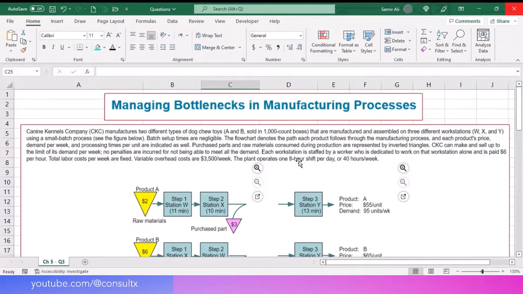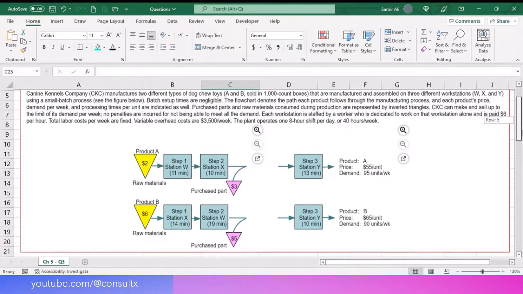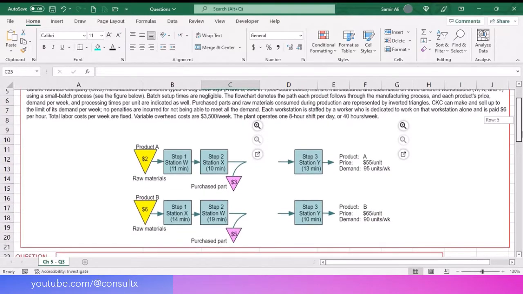Each workstation is staffed by a worker who is dedicated to work on that workstation alone and is paid $6 per hour. The total labor costs per week are fixed. Variable overhead costs are $3,500 a week. The plant operates one 8-hour shift per day or 40 hours per week. So that's the information we have. Let's go through the process flow.